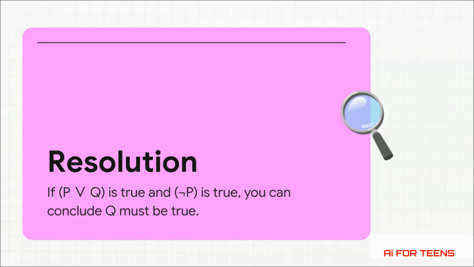Resolution works on a really simple but powerful principle. Just look at this example here. If you know that Ron is in the Great Hall or Hermione is in the library is a true statement, and then you also find out that Ron is not in the Great Hall, well, what's left? You can definitively conclude that Hermione must be in the library. It's a way of systematically eliminating possibilities to zero in on the truth.